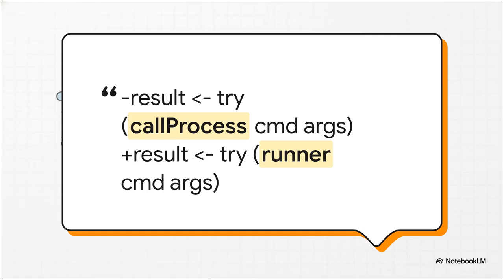Think about the logic shift here. The old code directly invoked System.Process.callProcess. That command was physically welded into the function's logic. By removing call process and swapping it out for our injected runner parameter, the function no longer dictates how the command is executed. It just safely delegates that job to whatever runner we decide to provide it. It's like swapping out a hard-coded, unmovable engine for a universal plug.